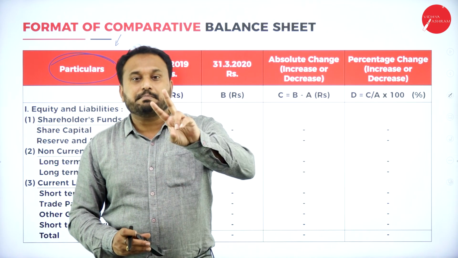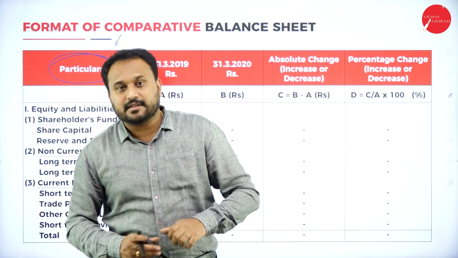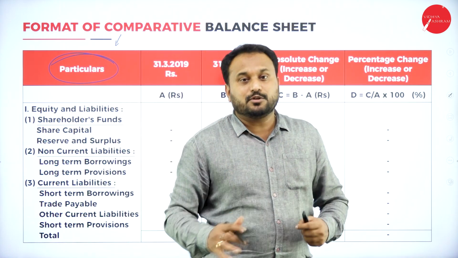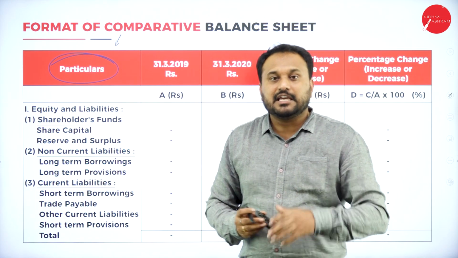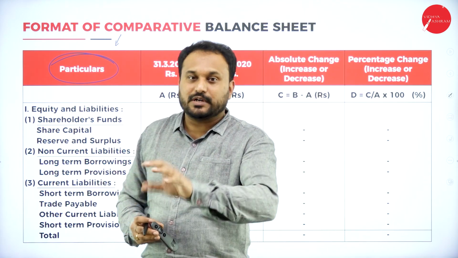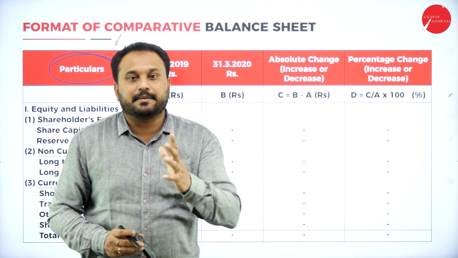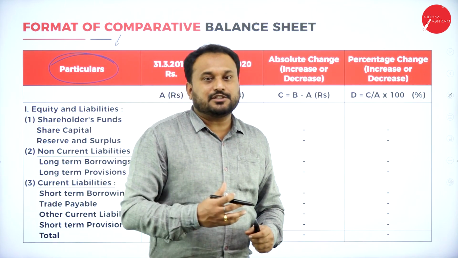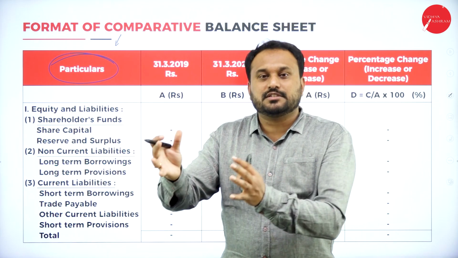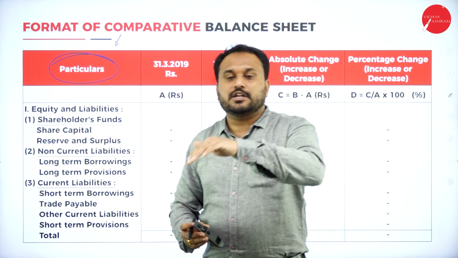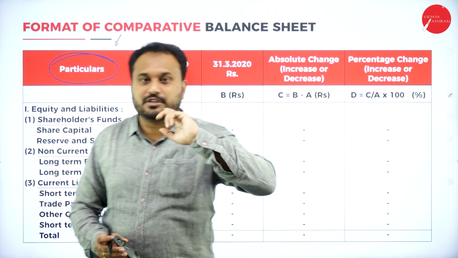There are 2 main headings. The first heading is equity and liability. Now, equity in the sense of what? The shareholders fund. Equity means shareholders fund. Now, in shareholders fund, there are 2 things which you are supposed to remember.